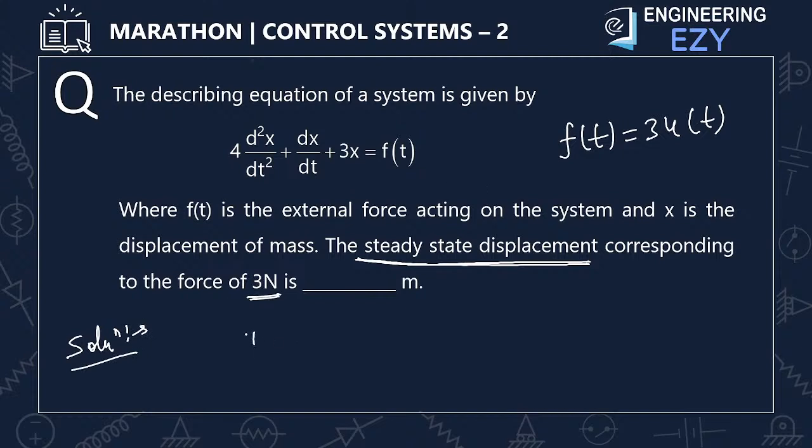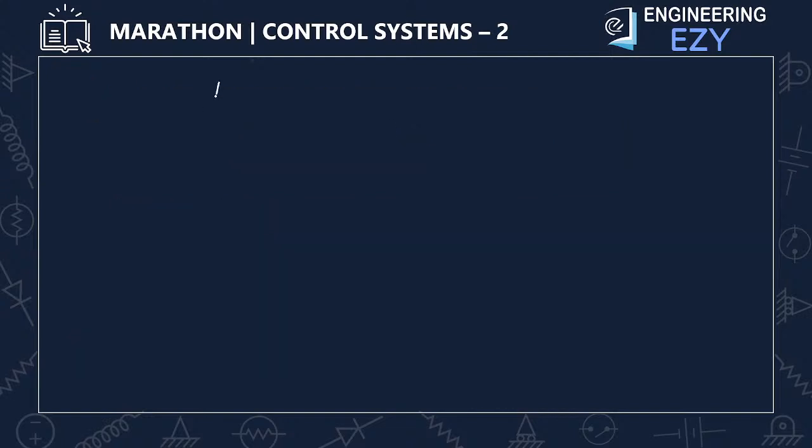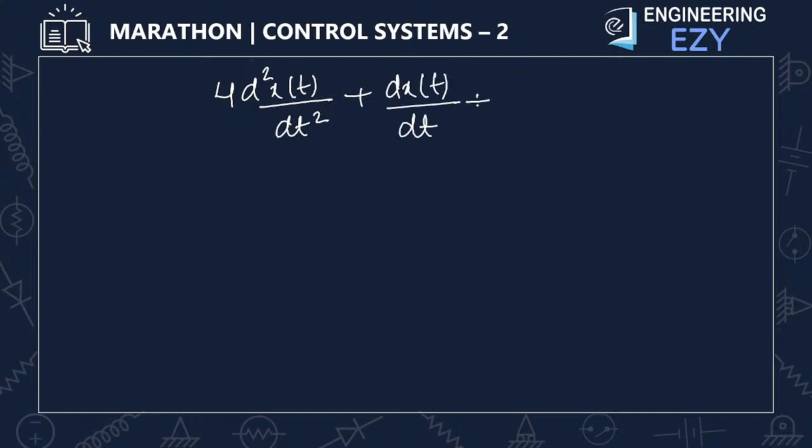Input force is equal to 3 Newton and 3 Newton force is 3 u(t), because a constant value can be written in terms of a step signal. And if you apply f(t) is equal to 3 u(t), you get 4 d2x(t) by dt square plus dx(t) by dt plus 3x(t) is equal to 3 u(t).